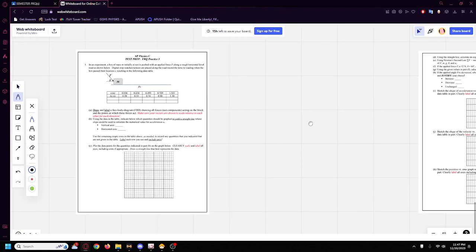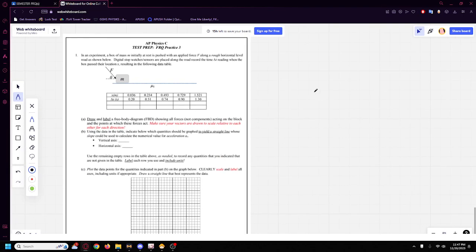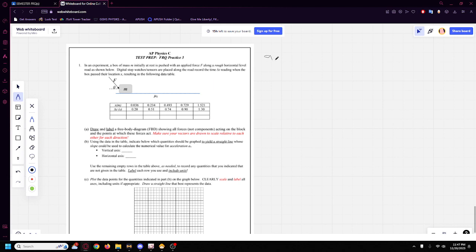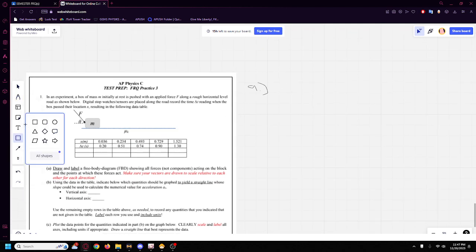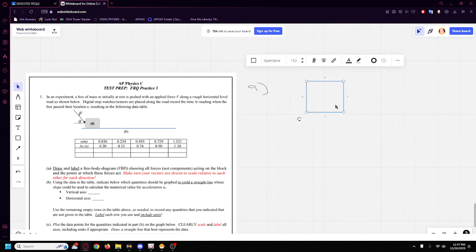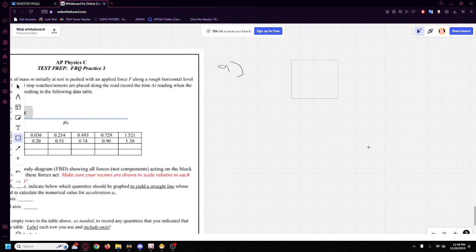Hello, Mr. Long, this is FRQ number 3. Part A asks to draw a free body diagram on M. So, here, this is the mass.